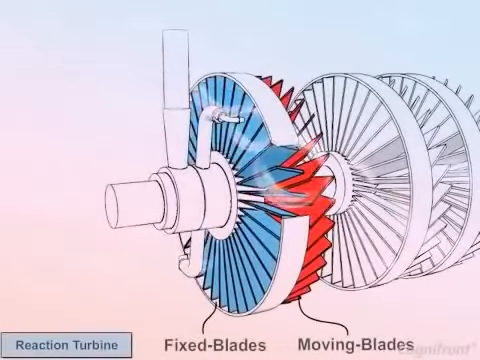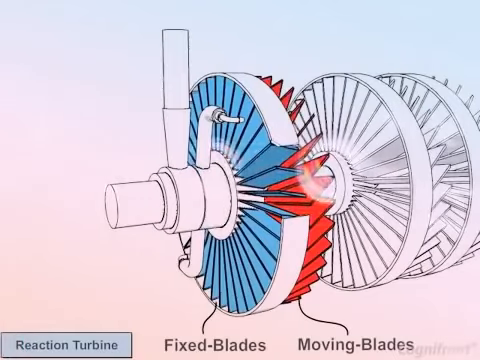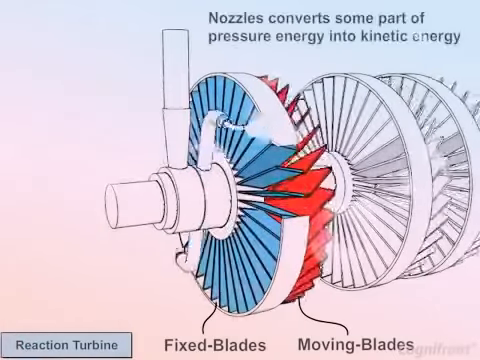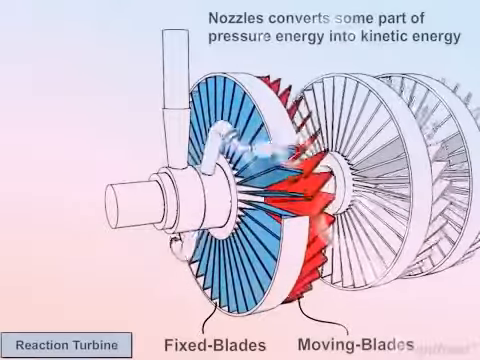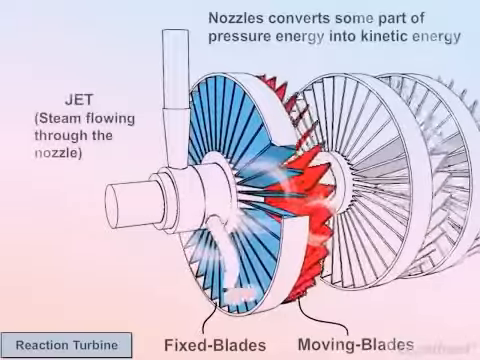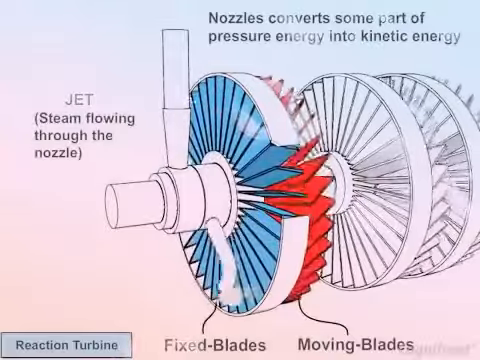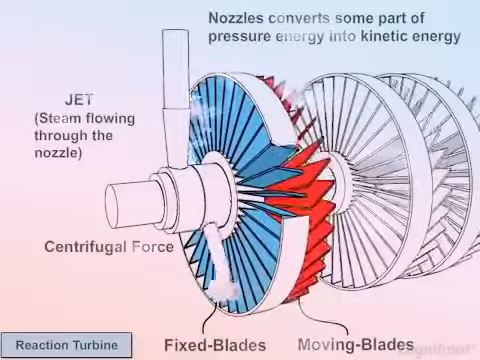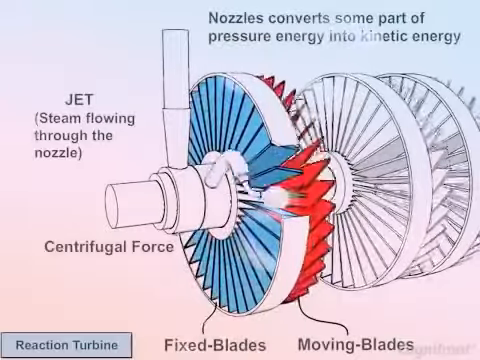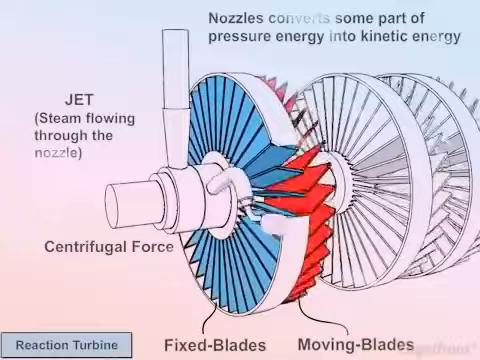Now, let us focus on the working of the reaction turbine. In this turbine, the nozzles are attached with the guide wheel. These nozzles convert some part of the pressure energy into kinetic energy. The steam flowing through the nozzle is called a jet. This jet is passed through the moving blades with pressure and kinetic energy. The steam molecules exert force on the blades and this causes the turbine runner and shaft to rotate.